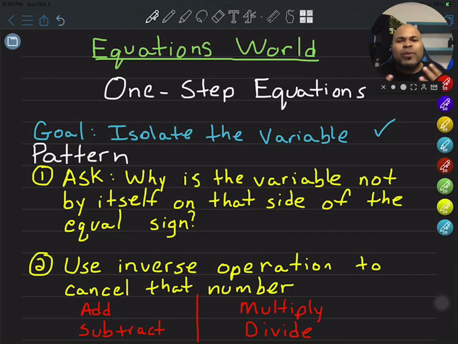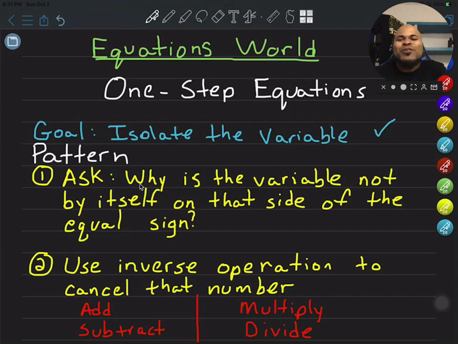We're entering the equations world, and the goal here is to isolate the variable, right? You're given an equation, you want the variable by itself, and like everything in math, this follows a pattern. If you are able to understand the pattern, it doesn't matter what numbers or what signs you're given, you will be able to solve every single one-step equation, right? So remember, I'm your personal teacher, so here we go.